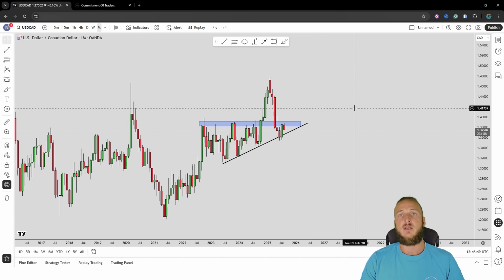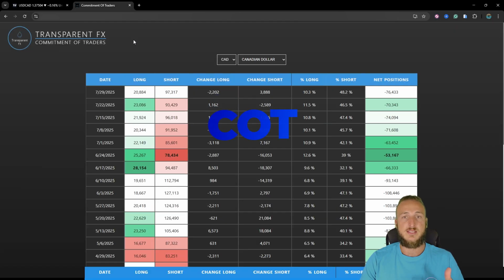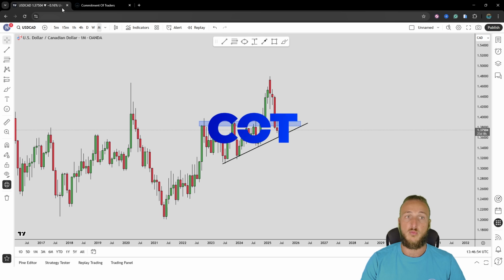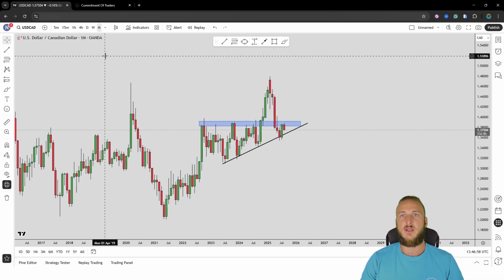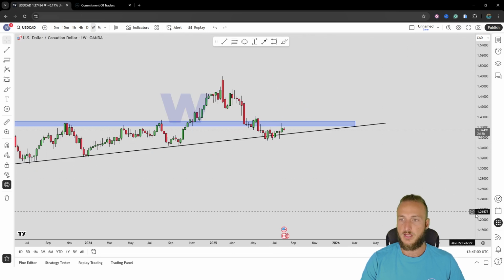And we will now see what is going on when it comes to the institutional side of the market and how they are moving their orders inside of this area. But for now, let's keep in mind all of that and drop down on the weekly time frame.